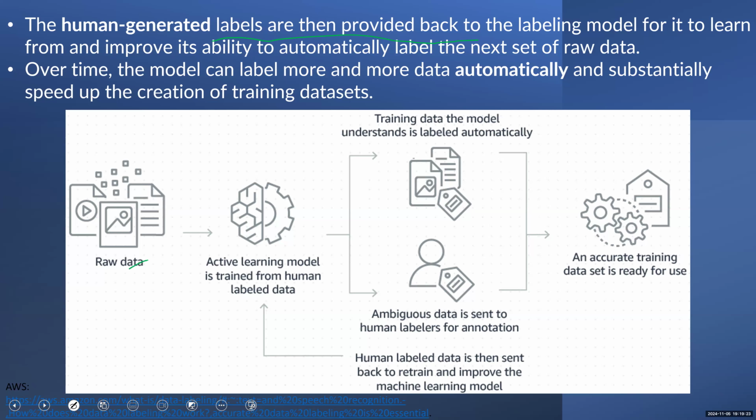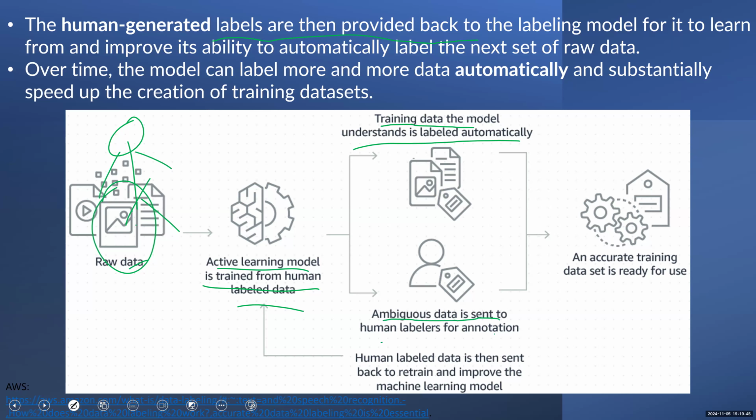So you have raw data, and part of the raw data, a subset, is labeled by human beings. Then the active learning model is trained from human labeled data, and when there is other data, they check whether the model understands its label automatically.